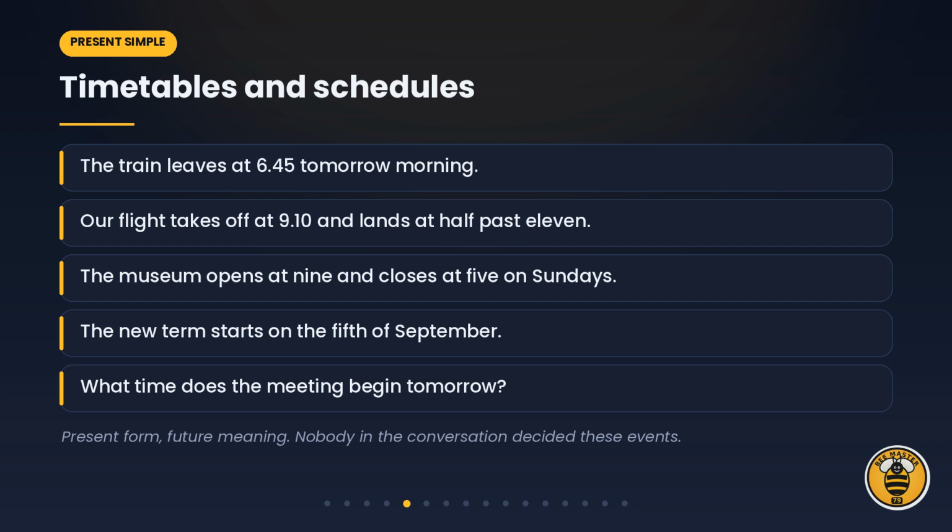In every one of those sentences, the event is printed on a timetable. Nobody in the conversation decided it, and nobody in the conversation can change it.